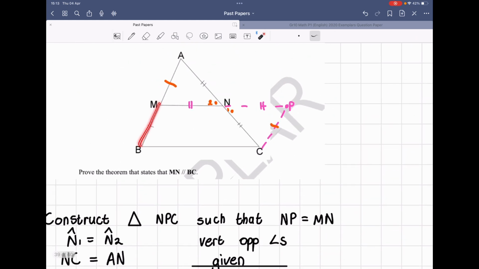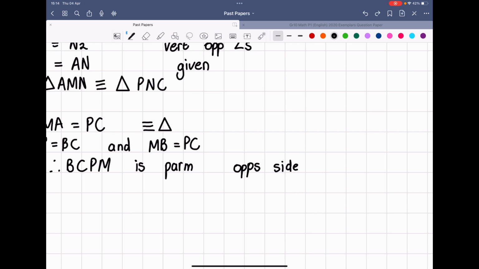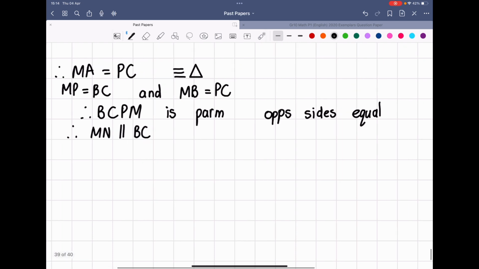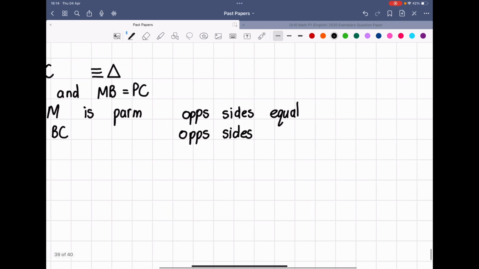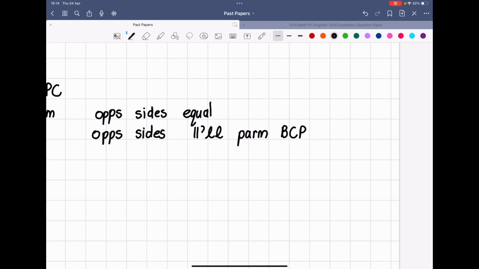So if I've got this side equal to this side and this side equal to this side, then that means that I've got a parallelogram. So this one, BCPM, is my parallelogram, and that's because of opposite sides equal. And therefore, I can say that these opposite sides, MN and BC, are parallel. And that reason is opposite sides parallel in parallelogram BCPM.